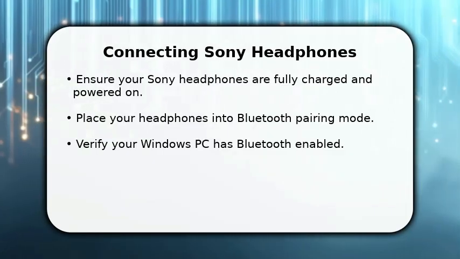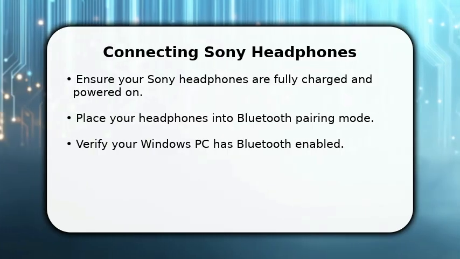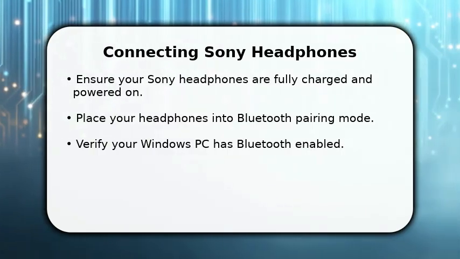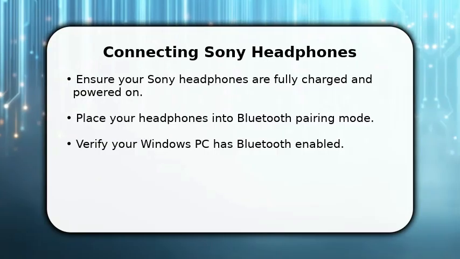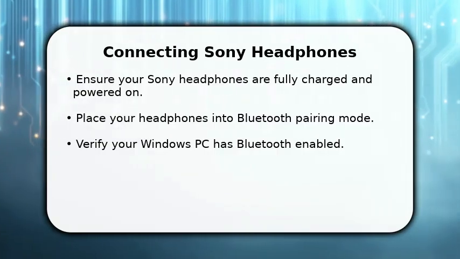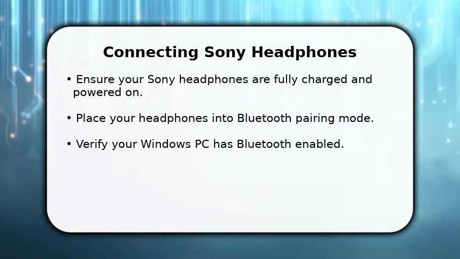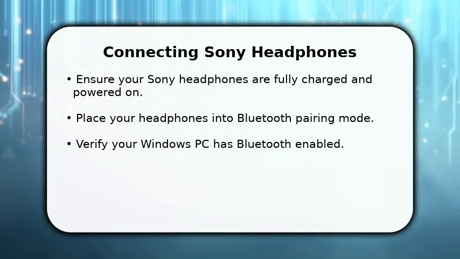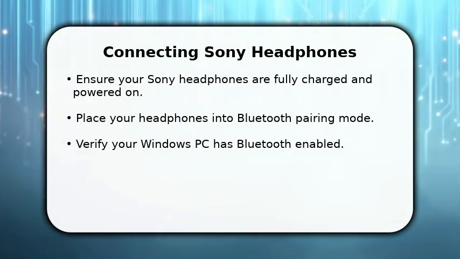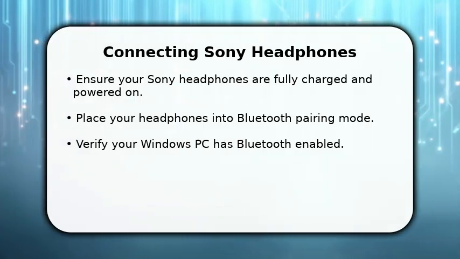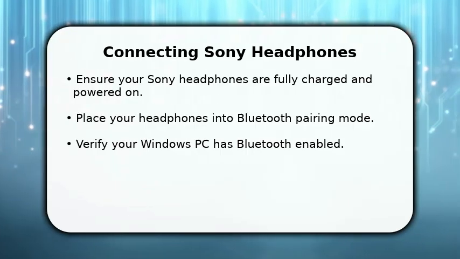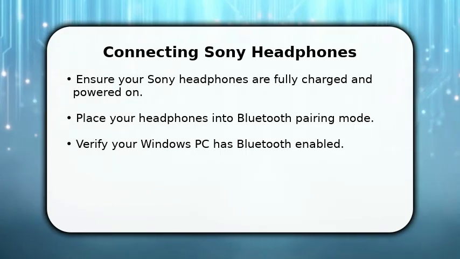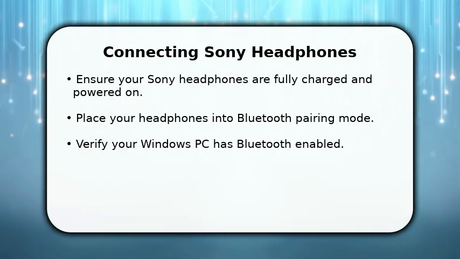In this video, I will explain how to connect your Sony headphones to a Windows PC. First, make sure your headphones are fully charged and powered on. Next, put your headphones into pairing mode. This usually involves holding the power button for about 7 seconds until an indicator light blinks. Finally, confirm that Bluetooth is turned on within your Windows computer settings so it can discover new devices.